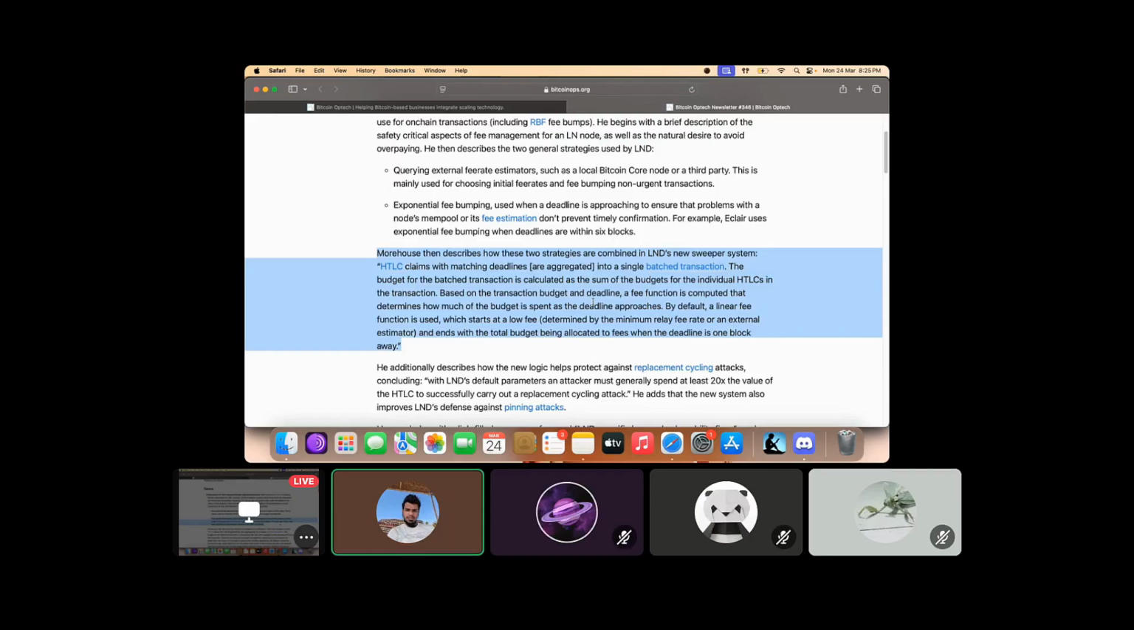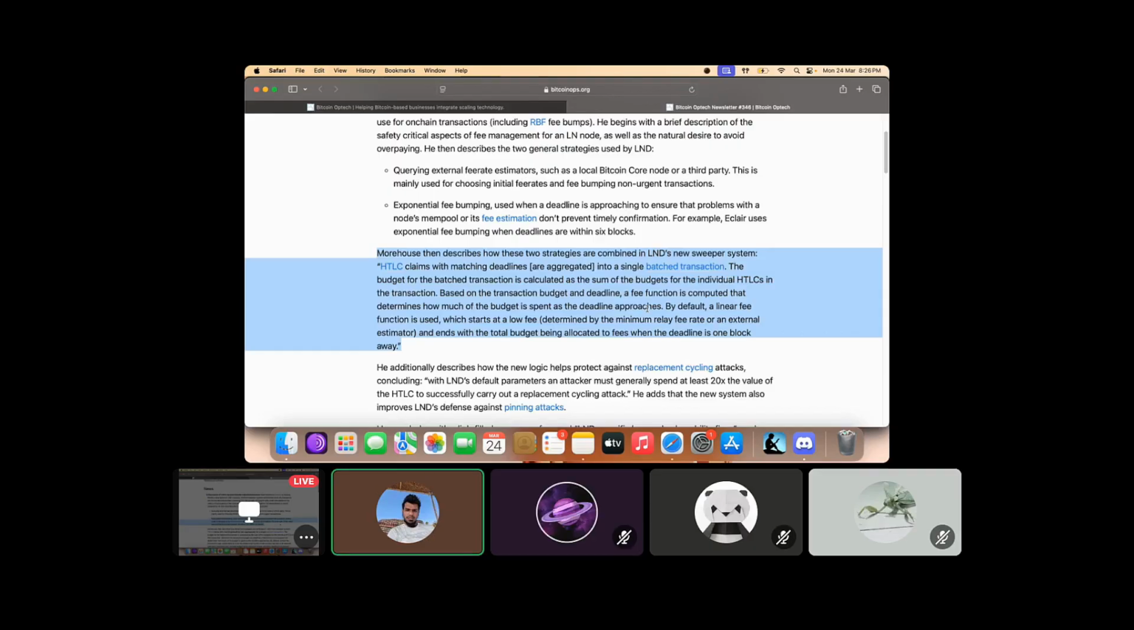Based on the transaction budget and deadline, a fee function is computed that determines how much of the budget is spent as the deadline approaches. So there's a fee function. It will take as input your fee budget and your confirmation deadline, and it will calculate what amount of fee needs to be spent from your fee budget to ensure timely confirmation of your time lock contracts. So let's say you have allocated N sats, N as in New York, the alphabet N. Let's assume that you have allocated N sats of budget for timely confirmation of your 10 HTLCs. The fee computing function will take these parameters as inputs, and it will calculate what amount of fee from the budget needs to be paid to ensure timely confirmation of the HTLCs. It might be N by 2, N by 3, N by 4, might be N as the whole, but the upper threshold is N.